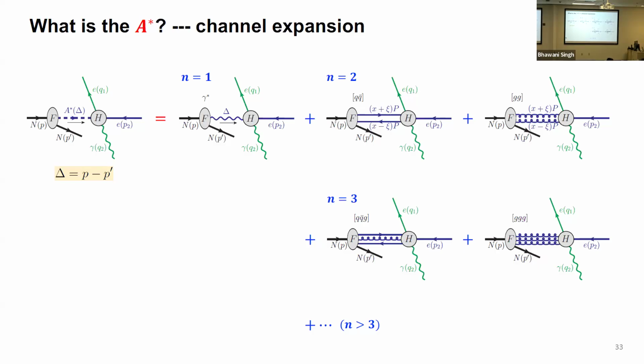And because of that, we can make an expansion over the particle contents in this A star. The simplest one is a single particle, which can only be a photon as required by quantum number conservation. Going beyond that, we can have two partons, a q q-bar or a gluon-gluon pair. We can have three partons, q q-bar with another gluon, and three gluons. And we can have four partons and more.